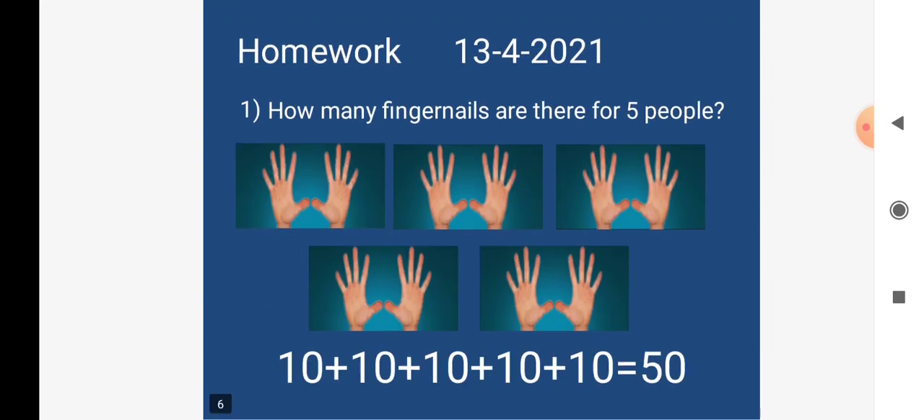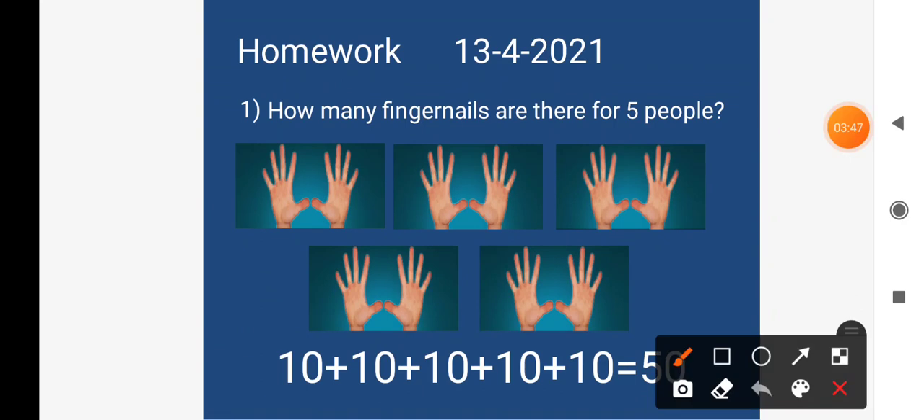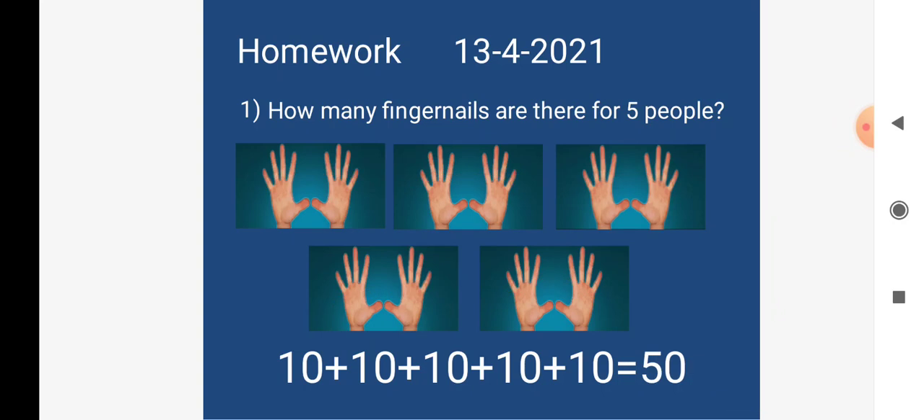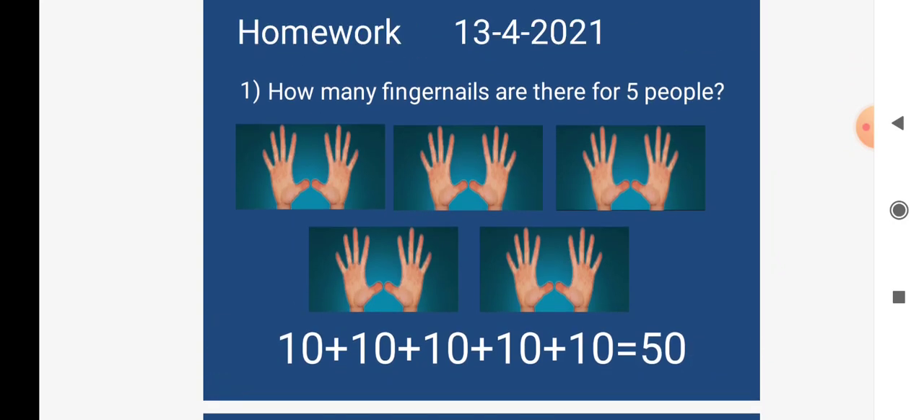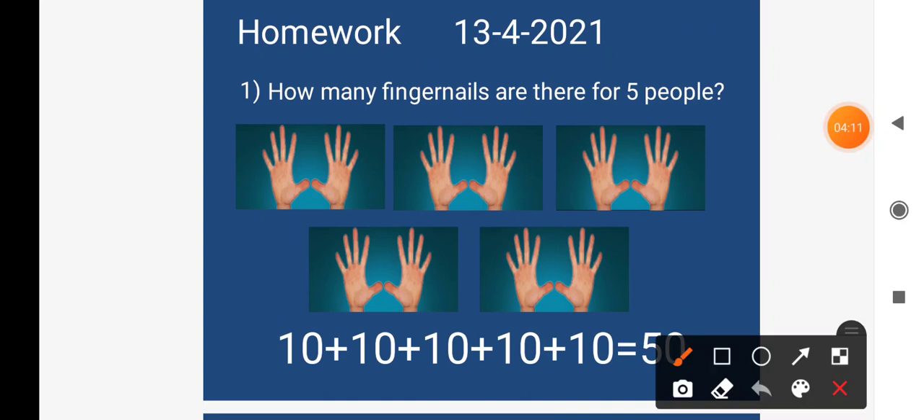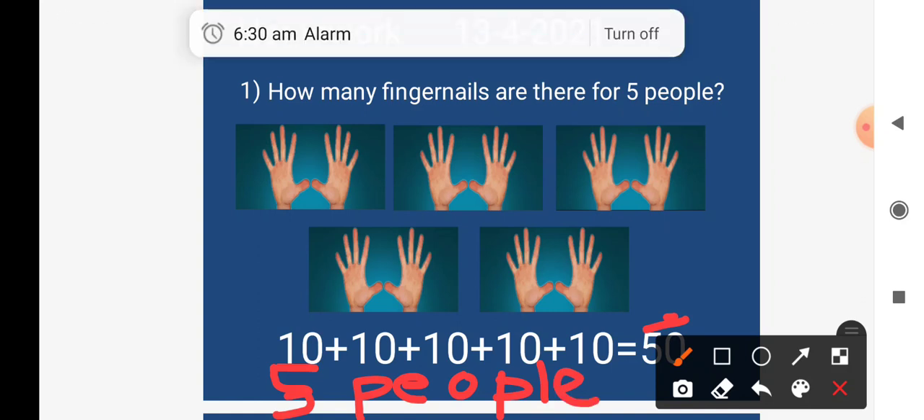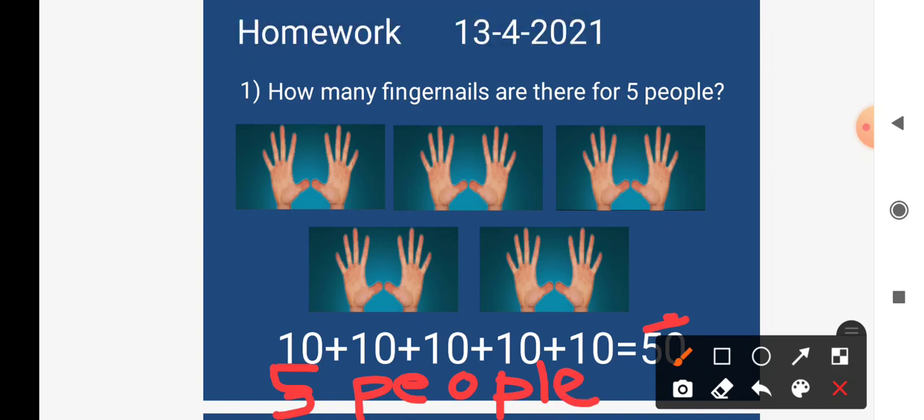Okay, children. Now, your homework is, you have to count this. Write homework 13, 4, 20, 21. How many fingernails are there for 5 people? We know 10, 10, 10, 10, 10. So how many people we need? 5 people. See, altogether it will be 50 and we need 5 people. Answer will be 5 people. That you have to write as answer.